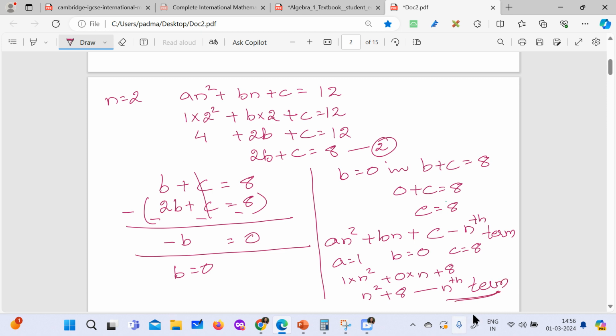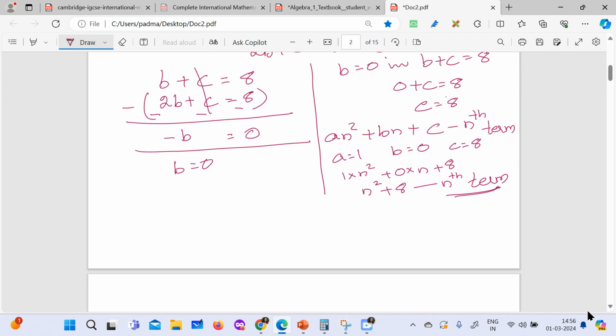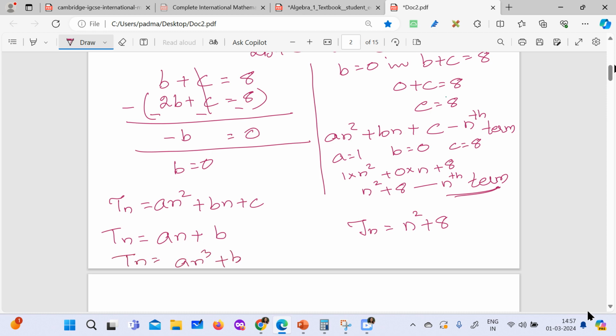Is this clear to you? Yes. Okay, so can we also write Tn is equal to n square plus 8? Of course, Tn is nothing but the nth term. So you will write Tn is equal to n square plus 8. The nth term is represented by Tn. That is, Tn is equal to an square plus bn plus c in case of a quadratic sequence, Tn is equal to an plus b in case of a linear sequence, and Tn is equal to an cube plus bn square plus cn plus d in case of a cubic sequence.